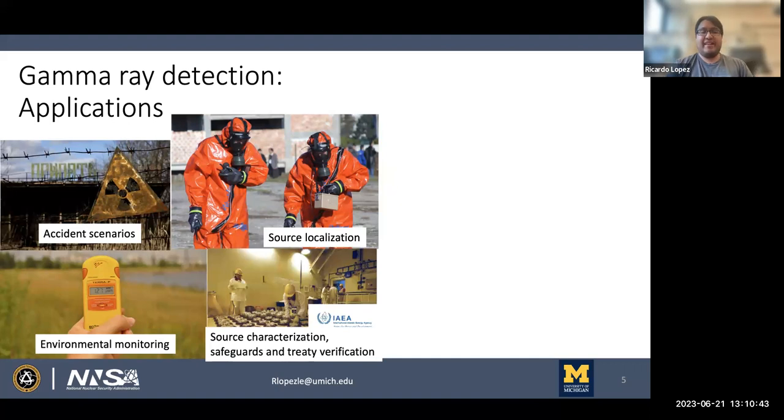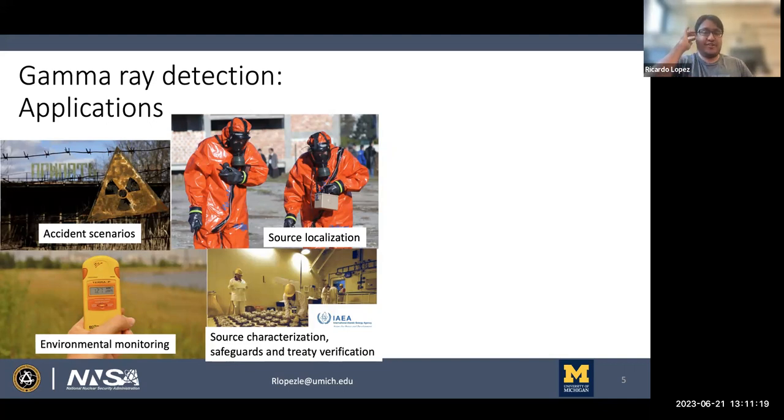And of course, last but not least, another very popular application for radiation detection systems is for the characterization of sources, specifically for treaty verifications within the general nuclear safeguards regime that is established between certain nations in the world. The governing body in this case would be the IAEA, or the International Atomic Energy Agency. Sorry, sometimes I get that mixed up.